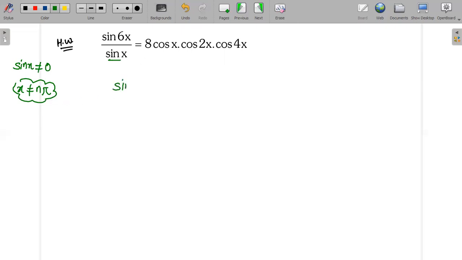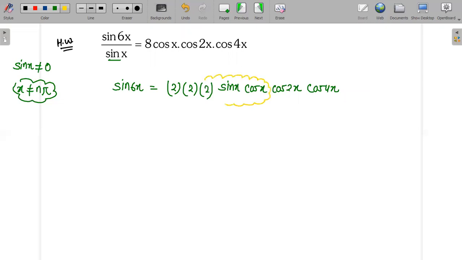So there we go. We have sine 6x is equal to 8, as 2 times 2 times 2, and then we have sine x, then cosine x, then cosine 2x, and later on cosine 4x. Now try to look at the terms on the left hand side very closely. Your 2 sin x cosine x will become sine 2x.